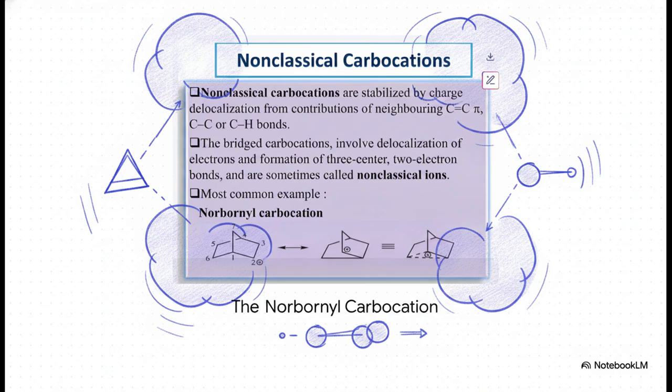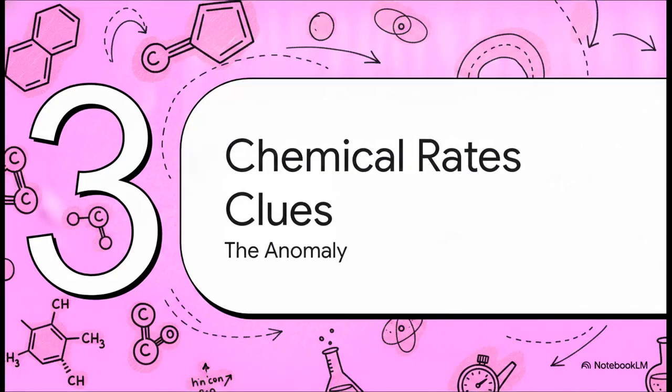And the most famous example of this, pretty much the absolute star of our explainer today, is the Norbornyl carbocation. In this non-classical ion, the electrons from a neighboring carbon-carbon single bond actually lean over to share the positive charge. This creates what's known as a bridged carbocation. It involves the delocalization of electrons to form a 3-center 2-electron bond. Just imagine 2 electrons holding 3 atoms together all at once, basically bridging a gap to keep the entire structure from collapsing. But how do we know this weird bridged structure actually exists?